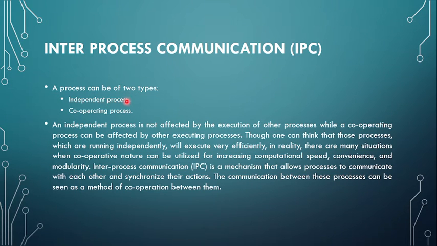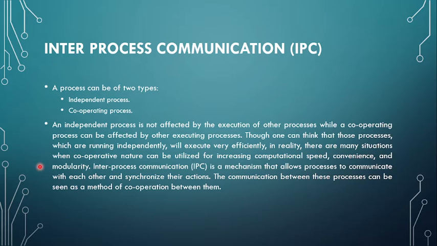An independent process is not affected by the execution of other processes. That is why it is independent. A cooperating process is affected by other executing processes. Though one can think that processes running independently will execute very efficiently, in reality there are many situations when cooperative nature can be utilized for increasing computational speed, convenience and modularity.